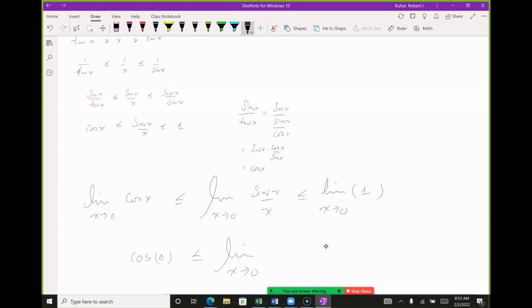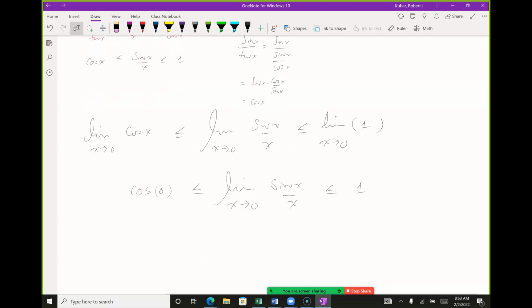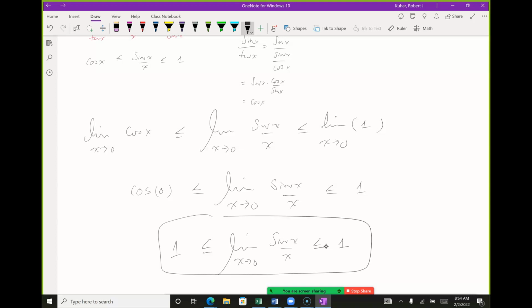So look at what I got. I got 1 is less than or equal to the limit of sine of x over x, which is less than or equal to 1, right? The limit of 1 as x goes to 0 is still 1. And there it is. I've got it, right? 1 is less than or equal to the limit as x goes to 0 of sine of x over x, which is less than or equal to 1. Done. Proven by squeeze theorem. I am not going to ask you to do a problem by the squeeze theorem. I'm going to ask you to apply this squeeze theorem. Okay?